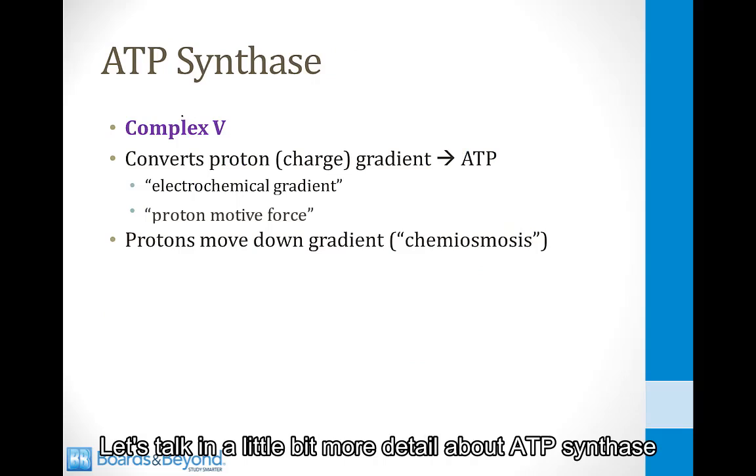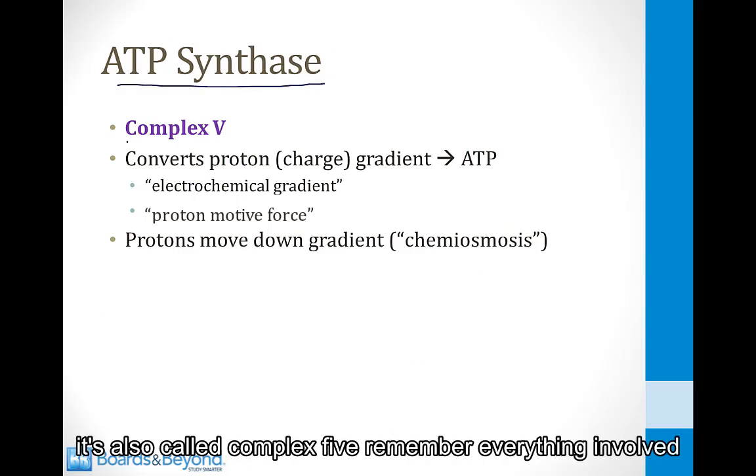Let's talk in a little bit more detail about ATP synthase. As I said before, it's also called complex 5.